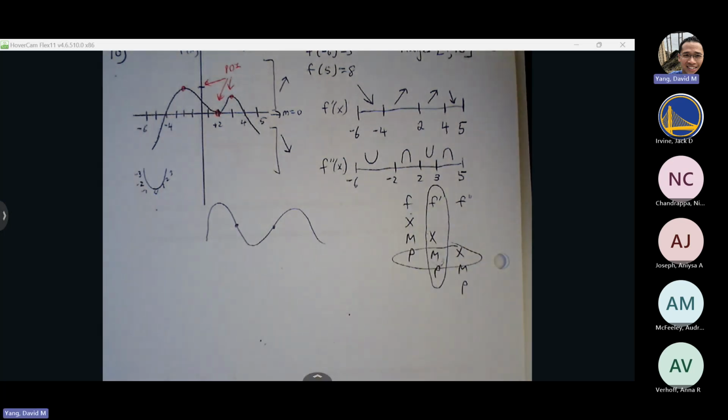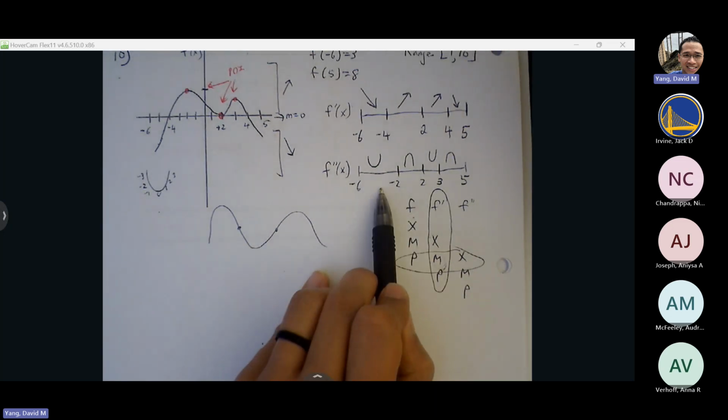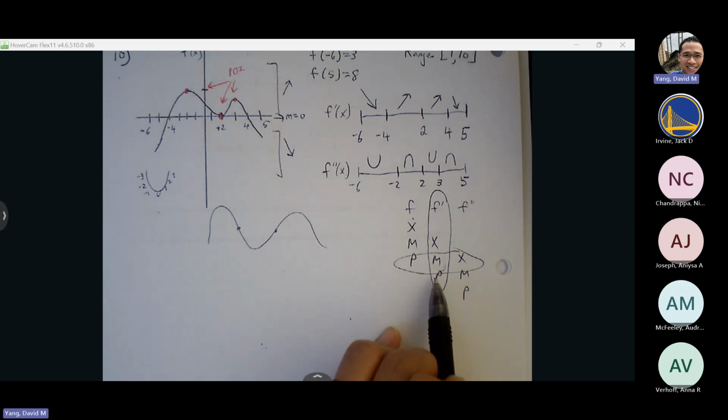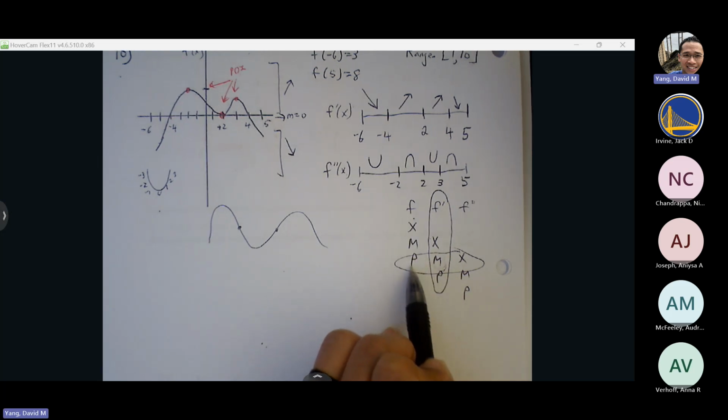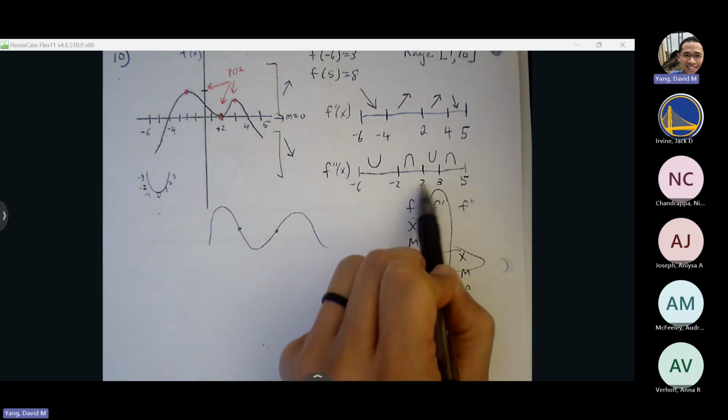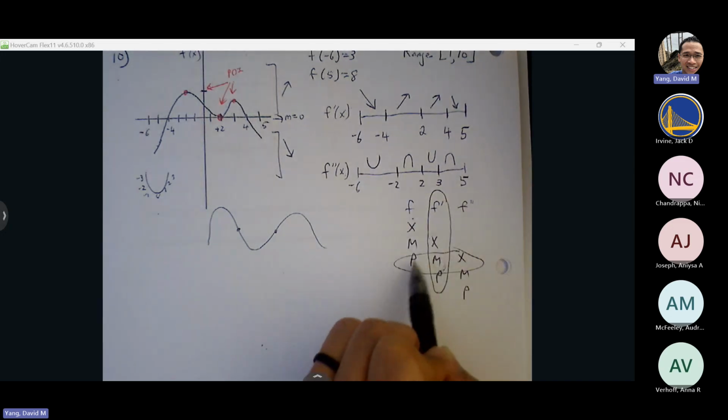So yeah, for the concavity, the f double prime, that thing. You would we're looking for points of inflection, right? We want to find points of inflection off the original graph. So points of inflection off the original graph will look like maxes and mins off of the f prime graph.